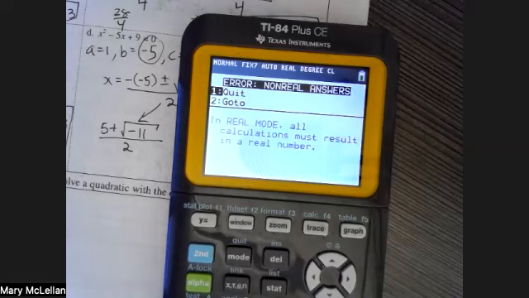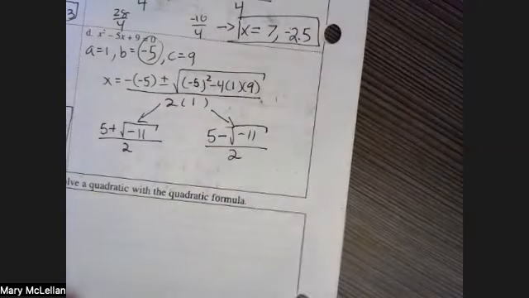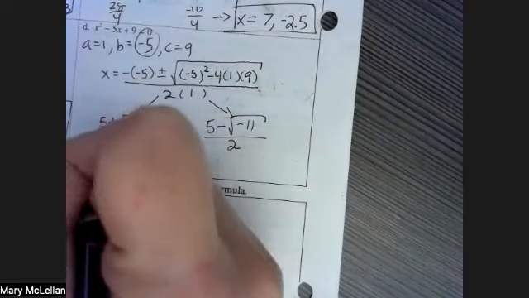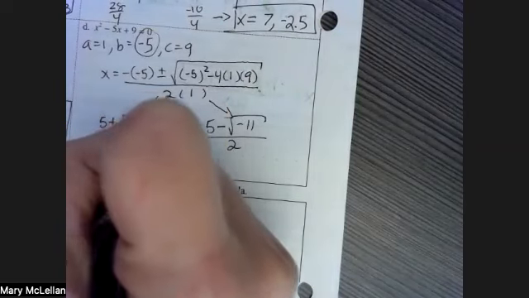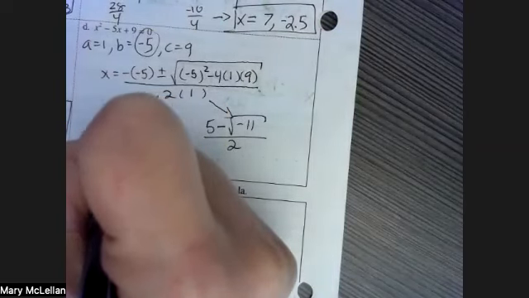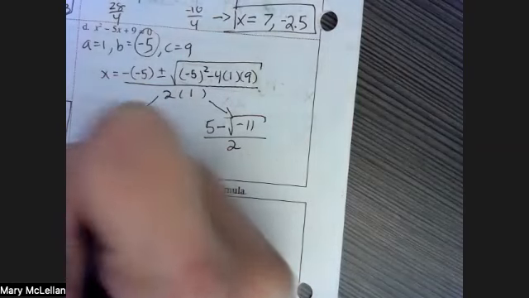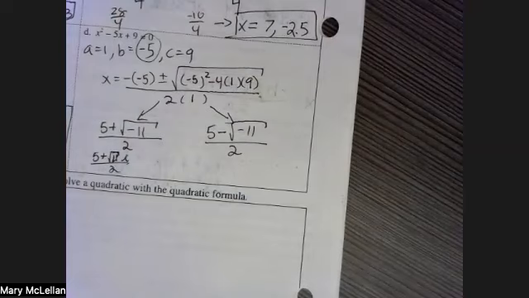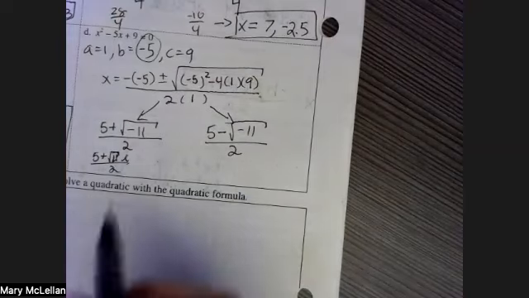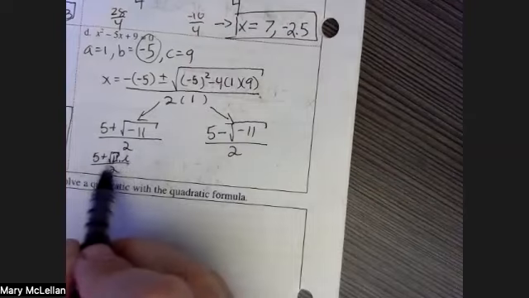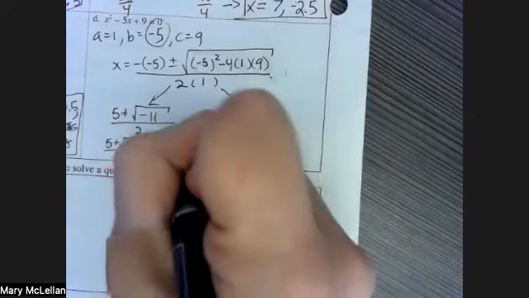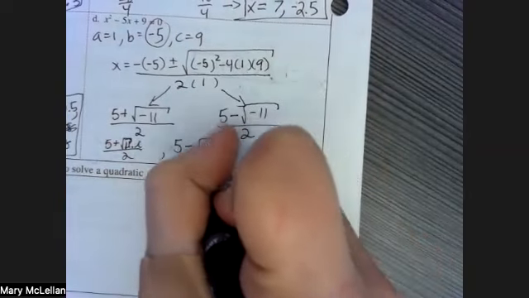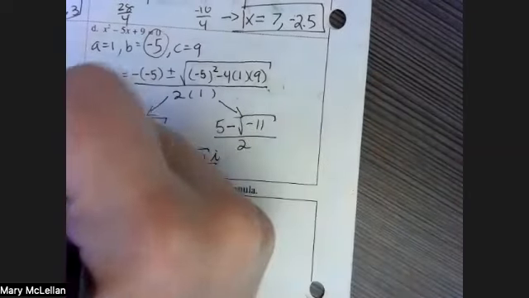No real answers. Gross. Just kidding. It's not gross. We know how to deal with this. This is 5 plus the square root of 11, i, over 2, which cannot be combined because these are not like terms, and 5 minus the square root of 11, i, over 2. And that's going to be your answer.